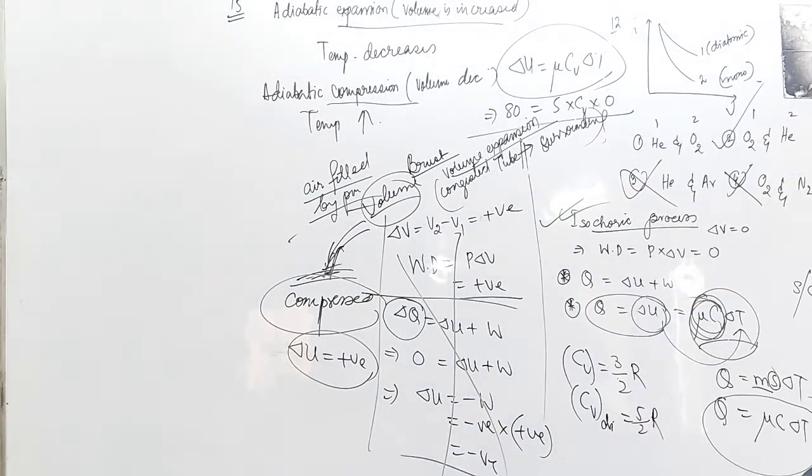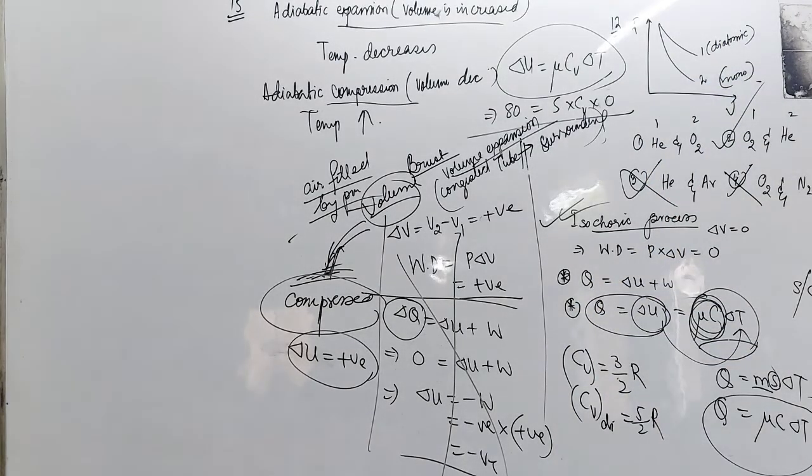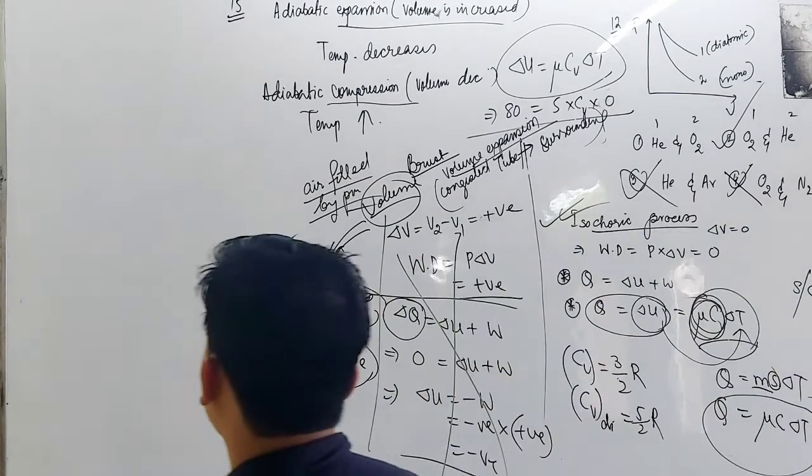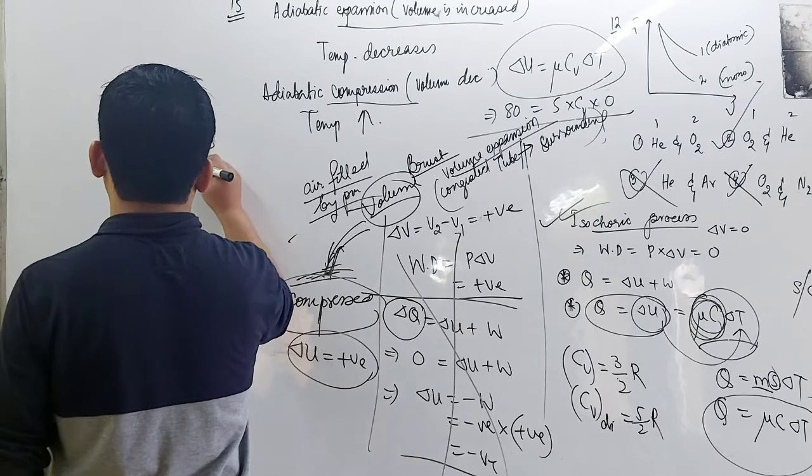What is a thermoflask? It is a system in which the heat is not allowed to exchange with the surrounding. If you put cold water it will remain cold, and hot water will remain hot. Now let us take a hypothetical condition where you put cold water in a thermoflask.